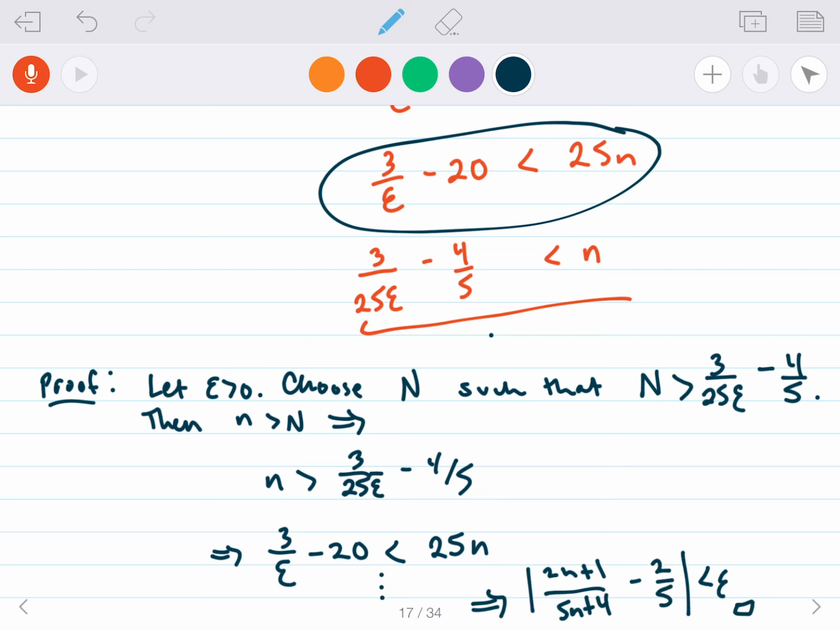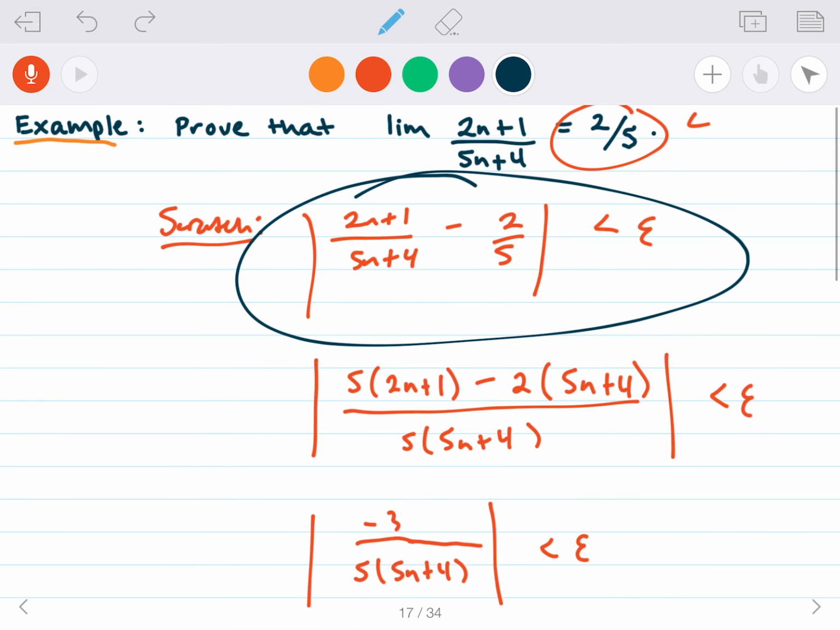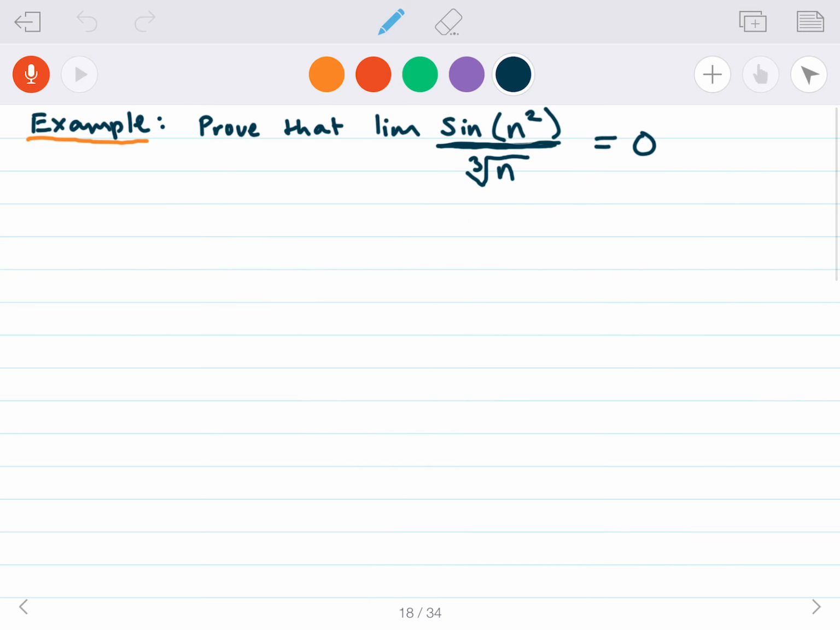And we're done. We have shown that this sequence converges to 2 over 5. Okay? All right. Now let's do a weird one. So this trick that we've been doing, this little computational playing around, is not going to work for this, because, try it.